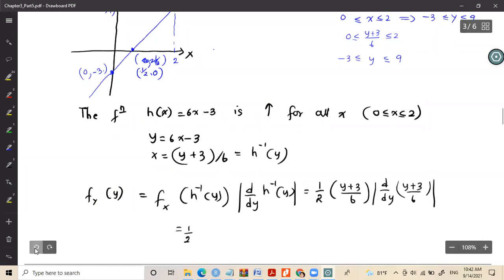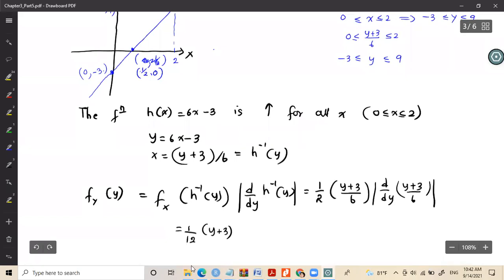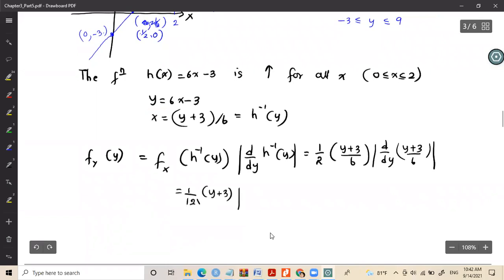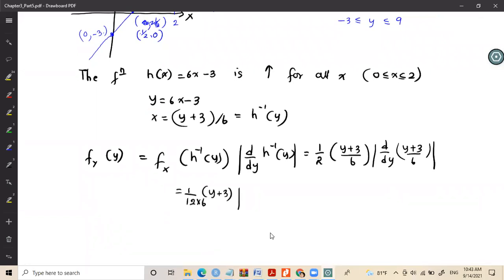You can do the simplification along the calculation. This will be 12 y plus 3. And can you find the derivative of y plus 3 over 6? 6 is a constant, so you can take it outside. The derivative of y plus 3 is a constant, d over dy is 1, so you just end up with 1.